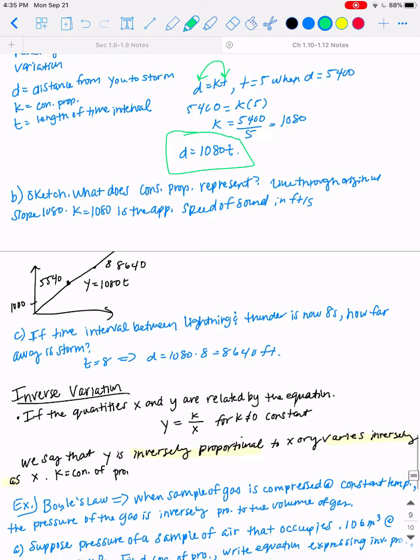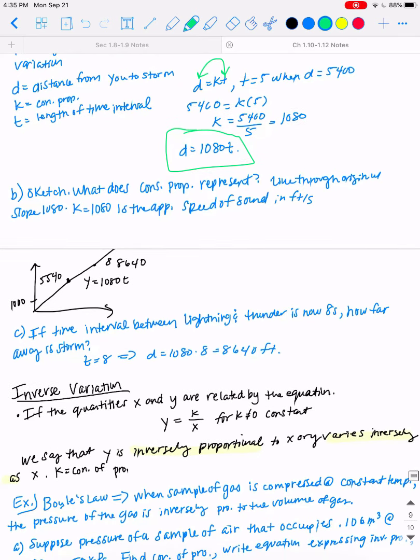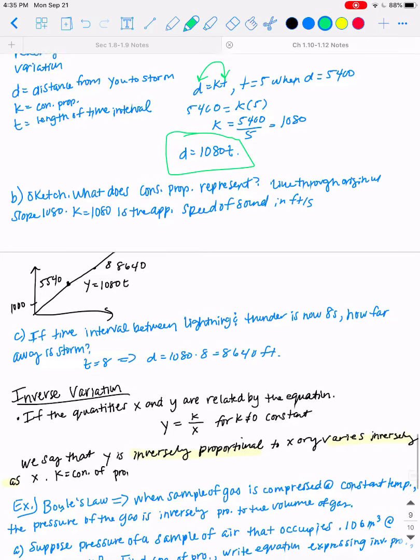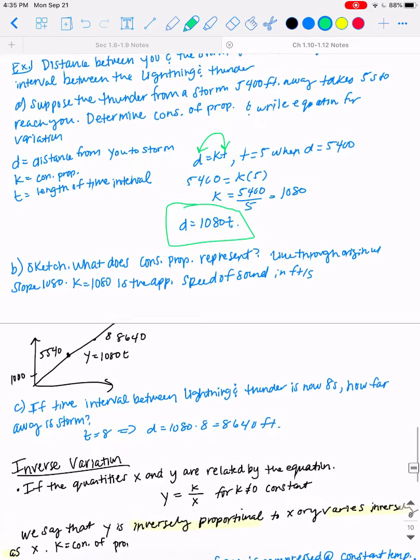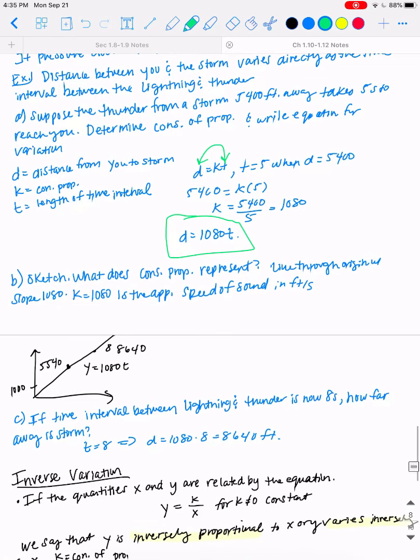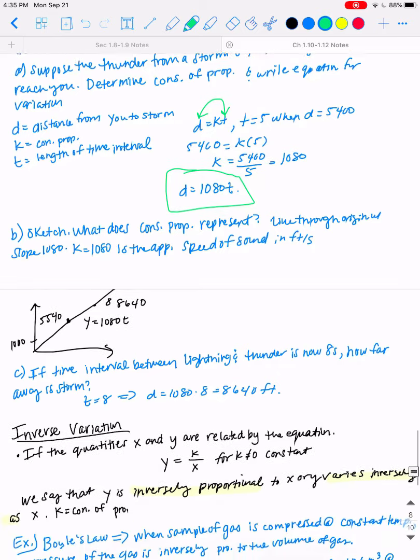Okay. That's because our constant k is 1,080 feet per second, which means depending on your distance and how much time it takes to get to you, that's going to be the speed of sound for the sound to travel a certain distance to reach you.